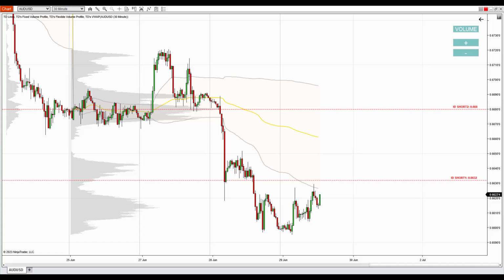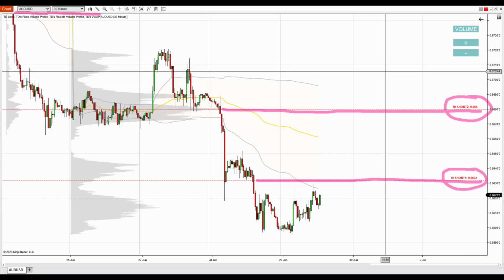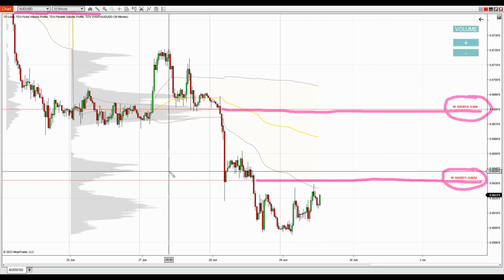Today I'll focus on the Australian dollar US dollar. You are looking at a 30-minute chart, and the platform I'm using is the NinjaTrader 8 platform, and in here I have my custom-made volume profile and VWAP indicators. So what I want to talk about here are two resistances. First one at 0.6632, second one 0.6680.